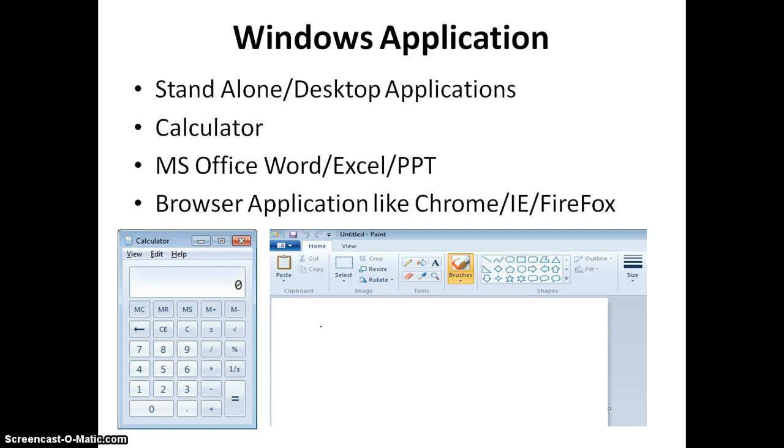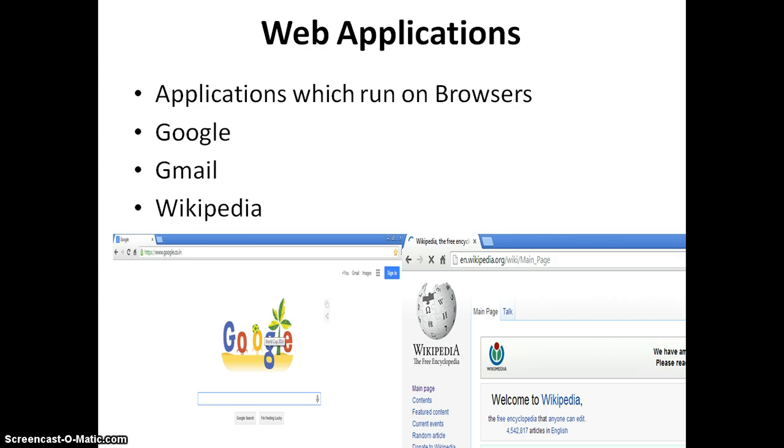Windows applications are standalone or desktop applications, just like a calculator, MS Office, browsers like IE, Firefox, Chrome. All these are Windows applications, which run on the OS in your laptop or desktop. Then we have web applications like Google, Gmail, Wikipedia, which run on the browsers, come from the web server and have a URL. We call it a web application.